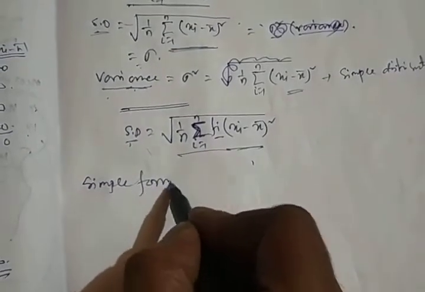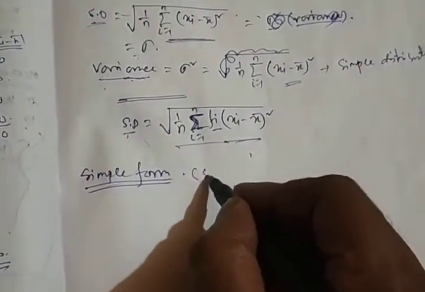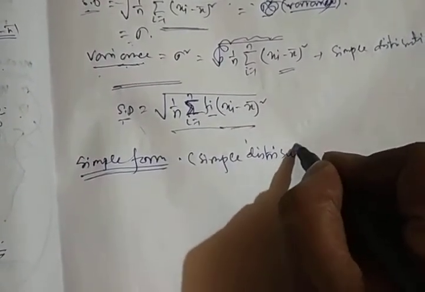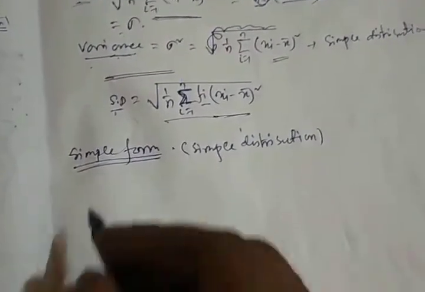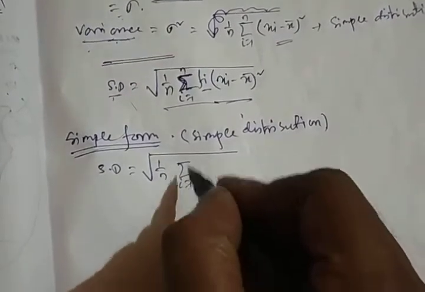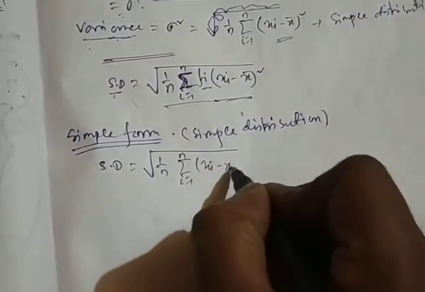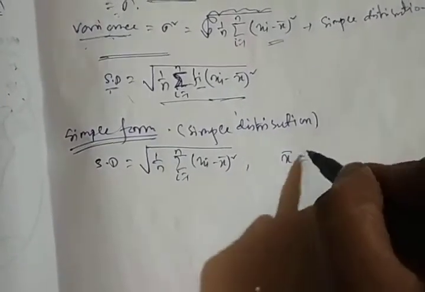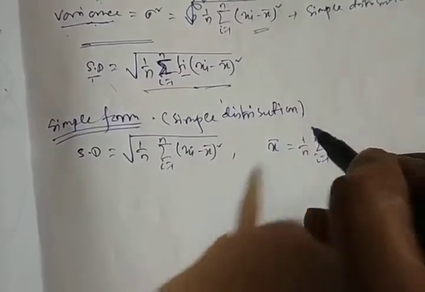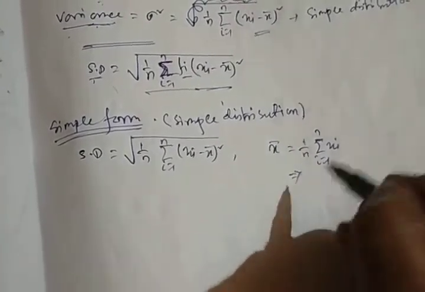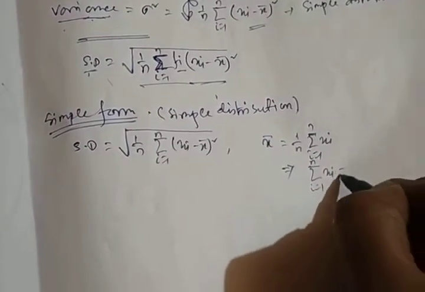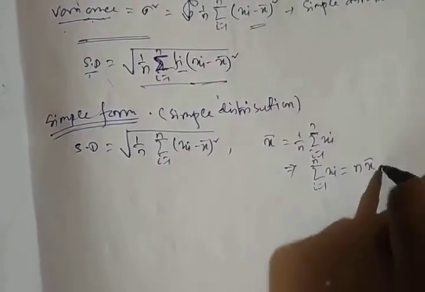Okay, simple form. So we have for simple series, simple distribution. So we have SD equals to root under 1 by n summation i equals to 1 to n xi minus x bar square. So here x bar equals to mean, which is 1 by n summation xi, i equals to 1 to n. So if we take in this form, so summation i equals to 1 to n xi equals to n into x bar.